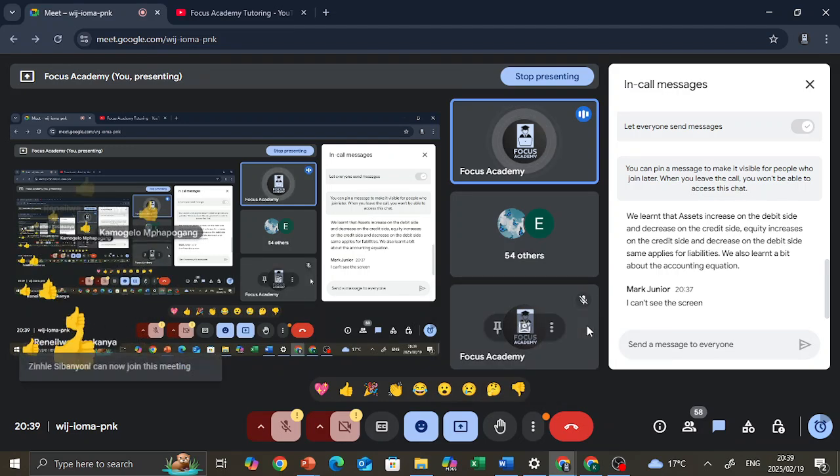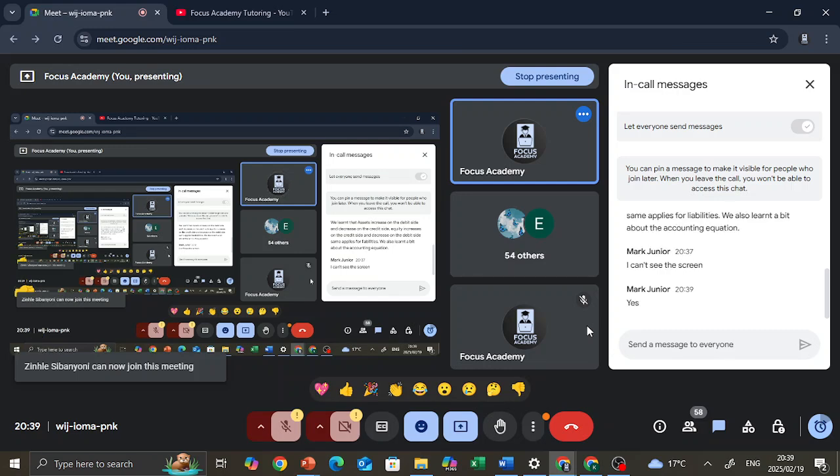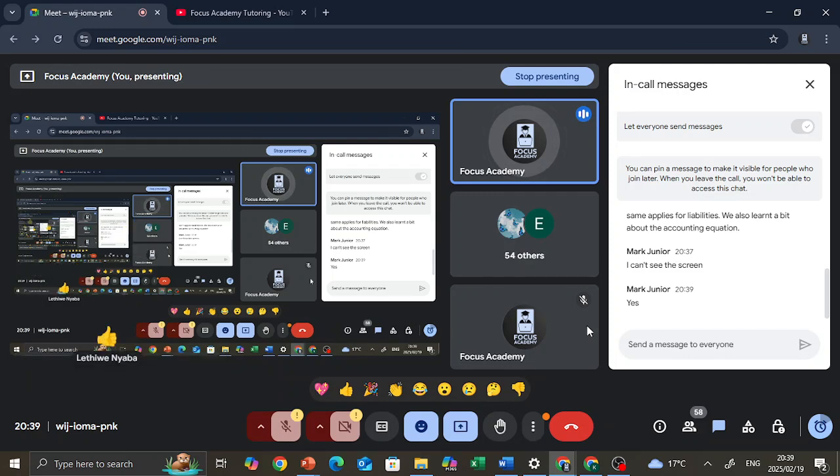Mark. Hey, Mark. Wait, so Mark, if you cannot see the screen, you will have to leave and then rejoin. Because from what I'm seeing from the chat, they can see the screen. Am I right, chat? Am I right that you can see this? Yeah, so Mark, exit and rejoin. It should do the trick. Apologies.